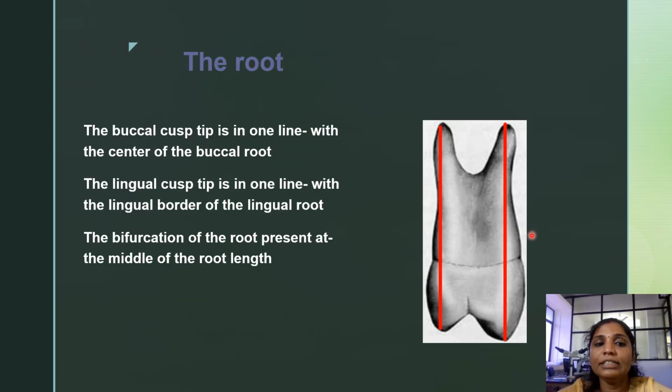About the root, the buccal cusp tip is in line with the center of the buccal root. See here, this is a cusp tip, and this is in line with the center of the buccal root, and lingual cusp tip is in line with the lingual border of the lingual root. That is, buccal cusp tip is in line with the center of the buccal root, whereas lingual cusp tip is in line with the outline or lingual border of the lingual root. And the bifurcation of the root is present at the middle of the root length. Bifurcation is seen at the middle of the root length.